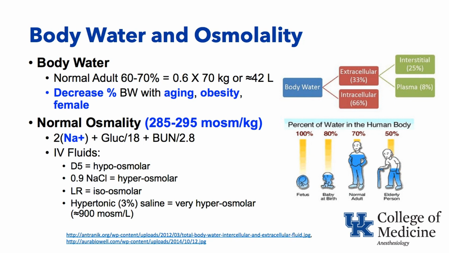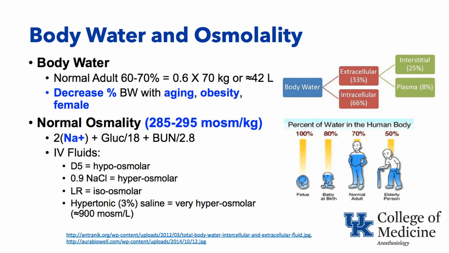Osmolality normally is about 285 to 295 milliosmoles per kilogram, and the graphical representation of how to calculate osmolality uses sodium, glucose, and BUN, and you can see that sodium by far makes the biggest component of normal osmolality. If sodium was 140, 2 times sodium of 140 would be 280, while glucose, let's say it's 100, divided by approximately 18 would be about 5 or so. Very small component of osmolality contributed by glucose and BUN under normal conditions.